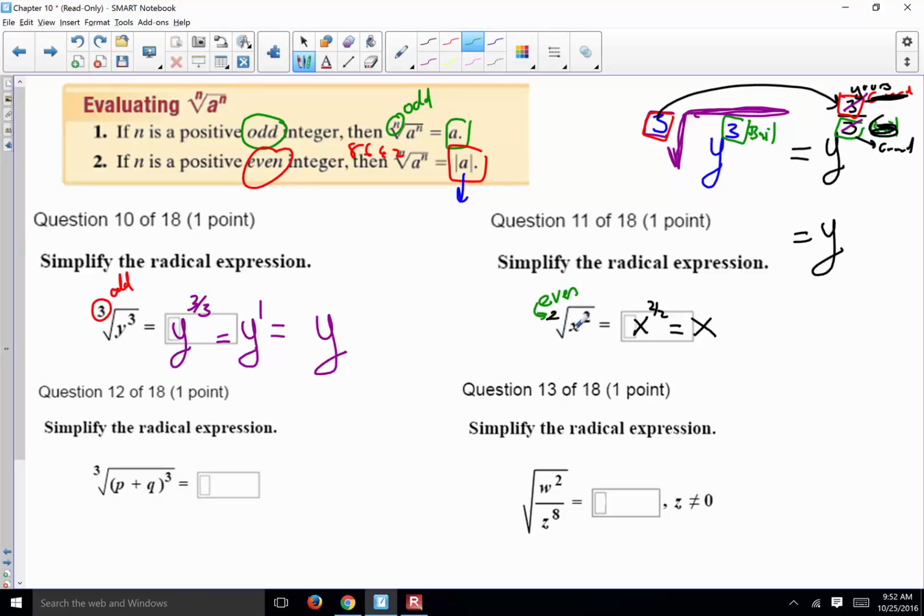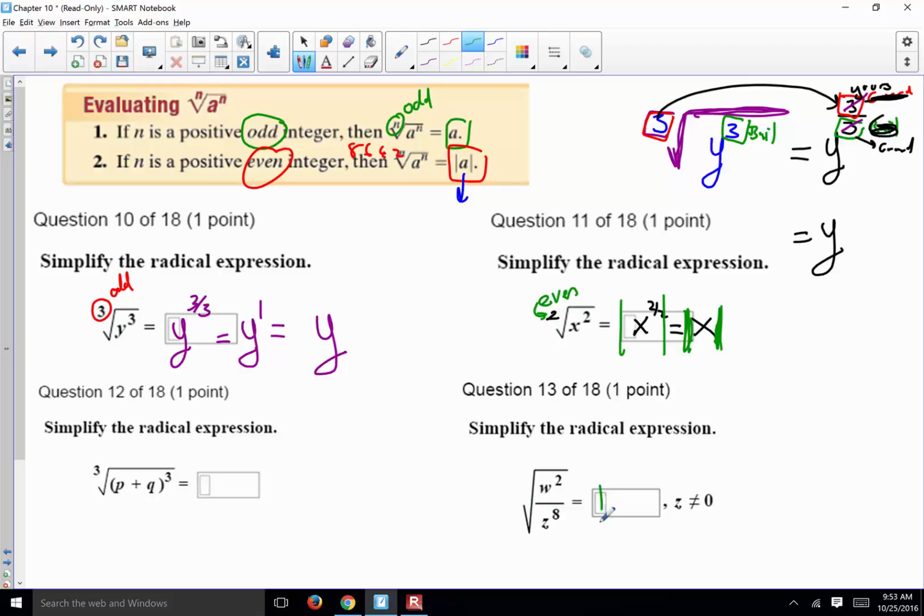Why? What's wrong? Because this is even. Whenever I have an even index, I don't know what kind of x we have. It may be a negative number. How do I know this x is positive? It may be there is a minus 5 behind x. So this answer is minus 5, impossible. So I need an absolute value if I have an even index. Okay? Put absolute values when you see even index.